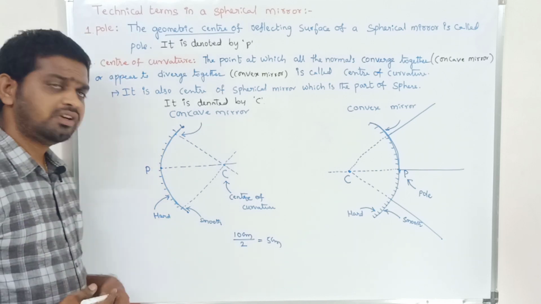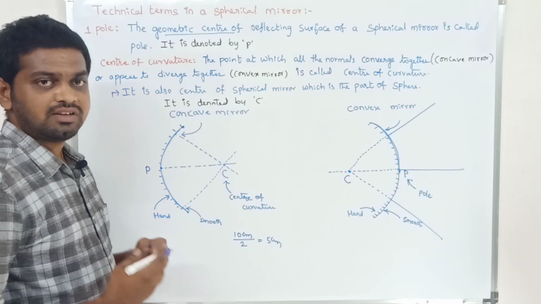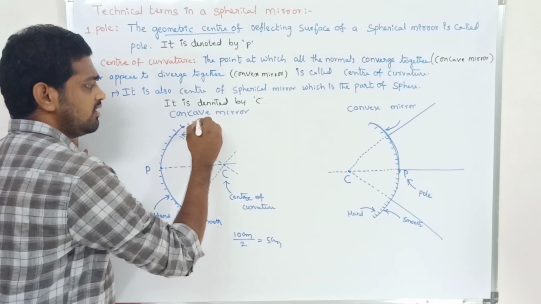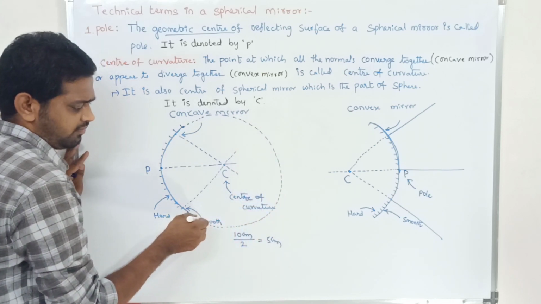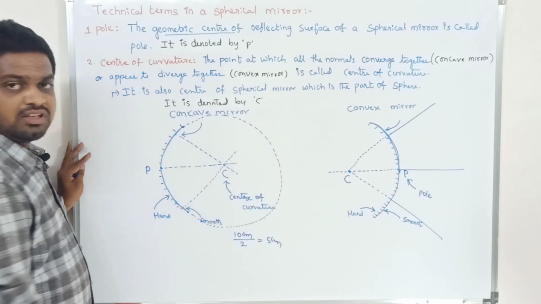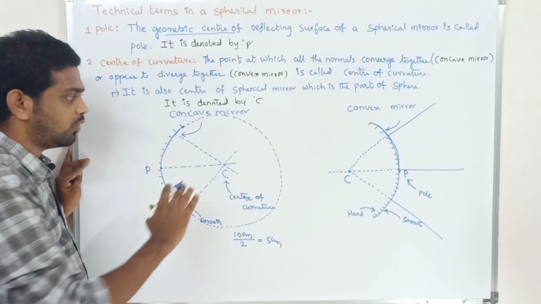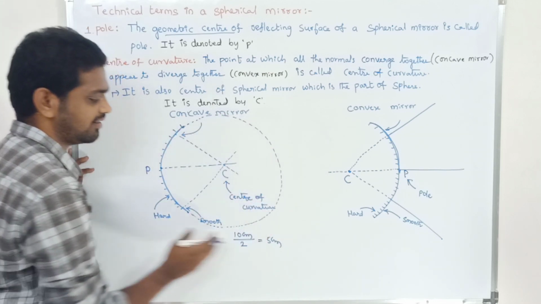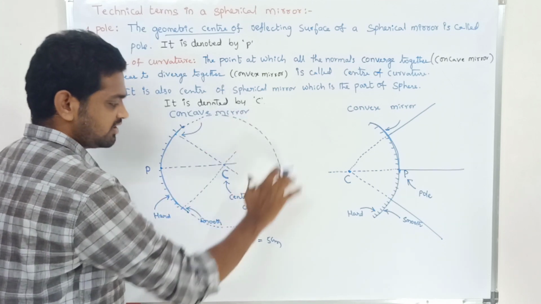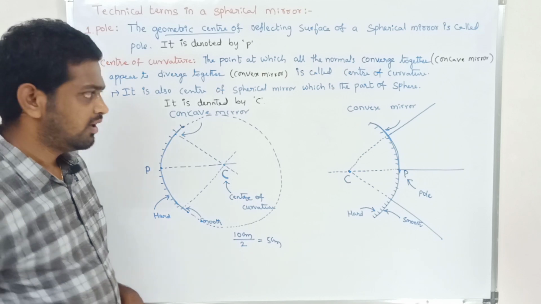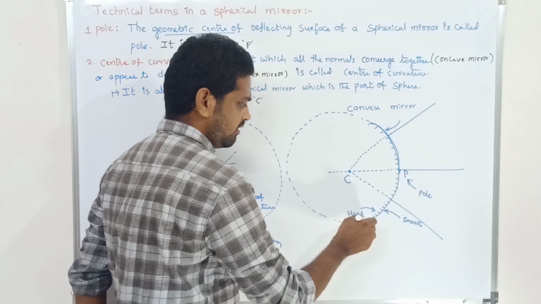And moreover, in the previous videos we learned that both concave mirror and convex mirror are parts of a spherical mirror. So if you extend the direction of the reflecting surface, you will get the sphere. Since it is a 2D diagram, we won't get a sphere, it will appear like a circle. Clear? This C is also the center of the sphere which the mirror belongs to. Even in case of the convex surface, we are going to get the sphere. That sphere will be this one.